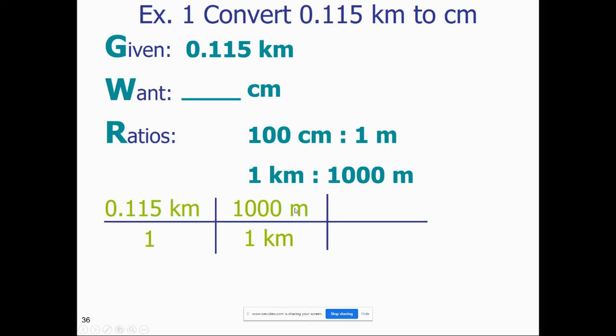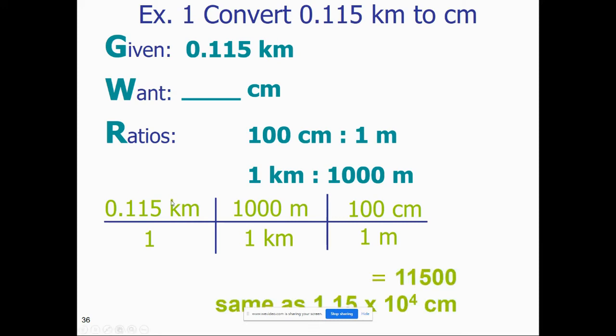So this is meters. We want meters to cancel out, so we're going to put this part on the bottom, and on the top, we'll go 100 centimeters. When we look at this, our meters have canceled out, our kilometers have canceled out. The only unit left is centimeters. Is that what we want? Yes. So we set up our problem correctly.